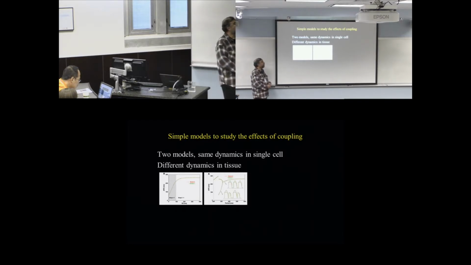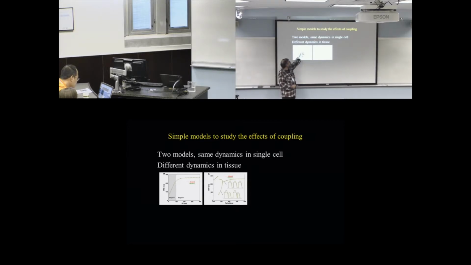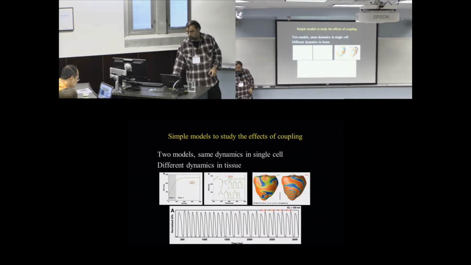Another example of things you can do with simpler models is you can study dynamics and compare, like in tissue, very quickly. This is an example of 2 simplified models that have the same restitution curve. They only have different shapes. So one is more triangular and the other one is a little more square. But when you measure the APD at a constant threshold, they have the same behavior. So if you do the simulation in single cell, you don't distinguish between the 2 models.